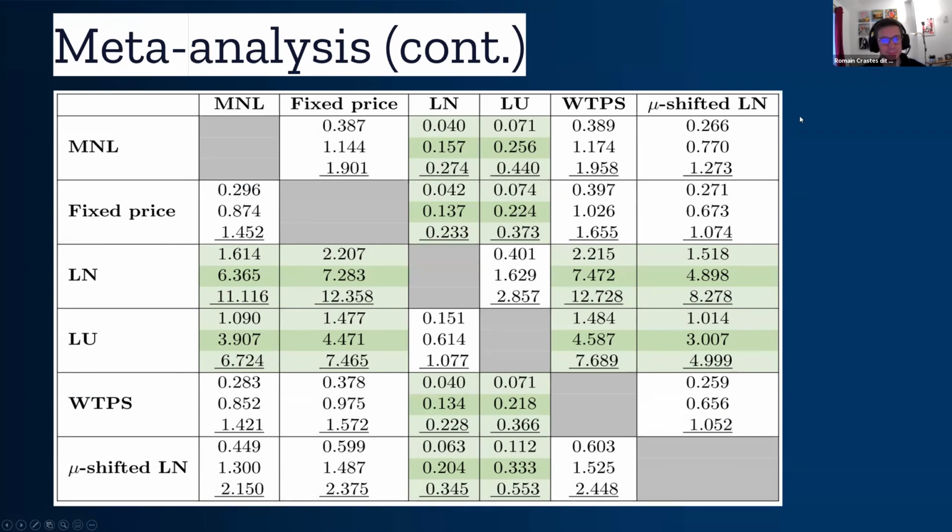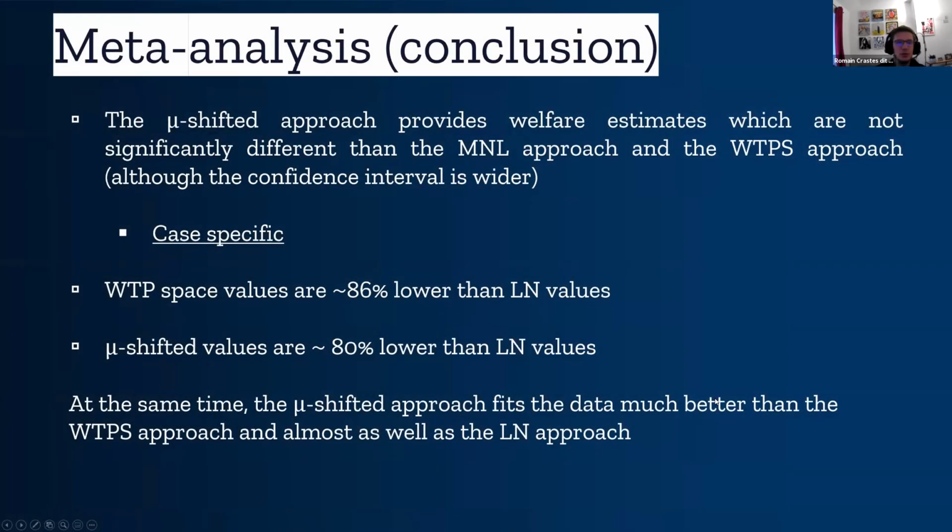At the same time, there is no significant difference between the willingness to pay space approach and the mu shifted approach, okay? So the confidence interval shows that they aren't that different from one another at the 1% level. So what do we conclude? We conclude that the mu shifted approach provides welfare estimates which aren't significantly different than the MNL approach and the willingness to pay space approach, although the confidence interval is wider, while at the same time fitting the data as well as the log normal and log uniform approach.